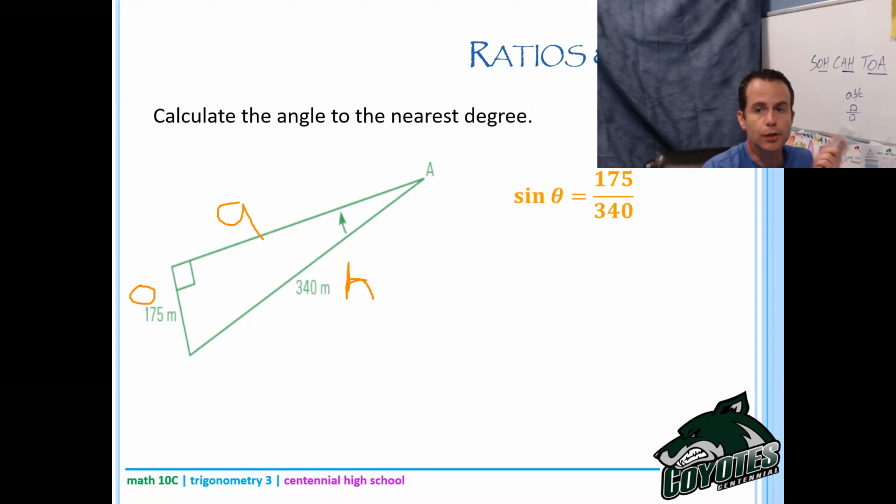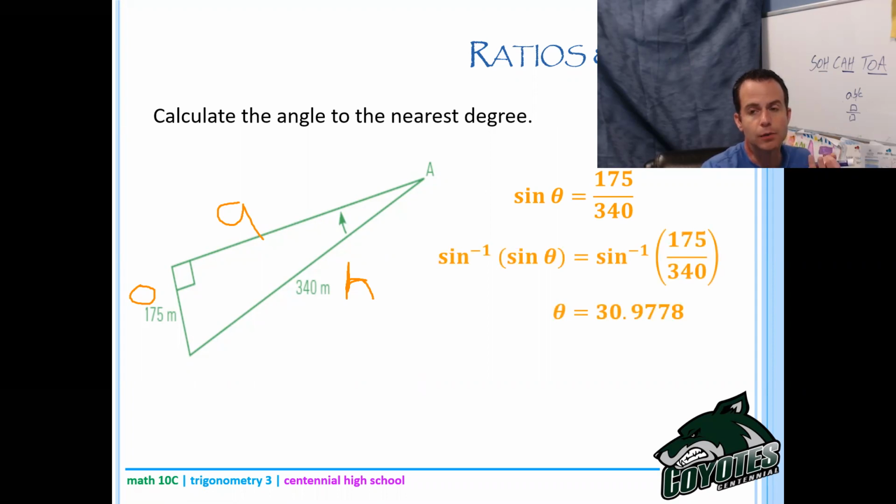I will arc sine both sides, and that will leave me with A, or theta, equals 30.9778. Rounded to the nearest degree would be 31 degrees. Okay, don't forget your little degree symbol.